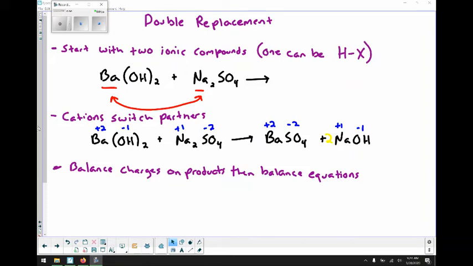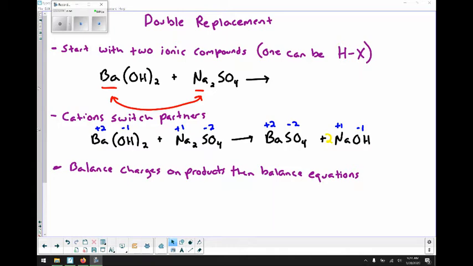Okay, gentlemen, we're getting there. Got 2 types of reactions left, and one of them, double replacement, is actually not too bad. It's relatively easy. Single replacement, I think, is the most difficult. Double replacement, you always start with 2 ionic compounds. So a metal and a non-metal, or a metal and a polyatomic ion.